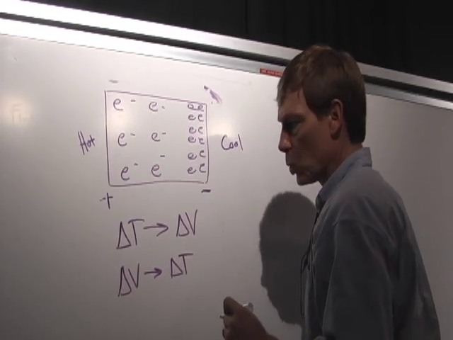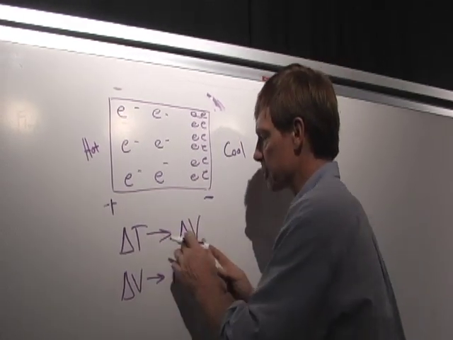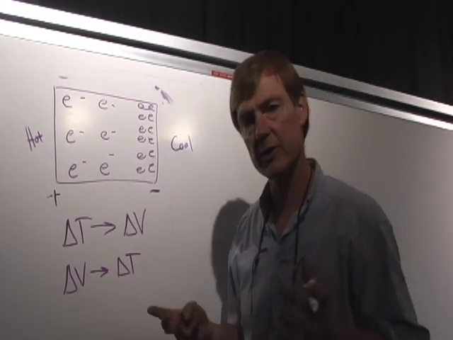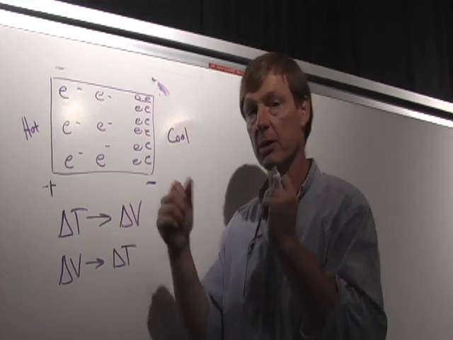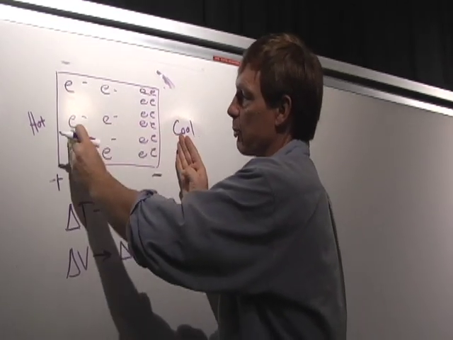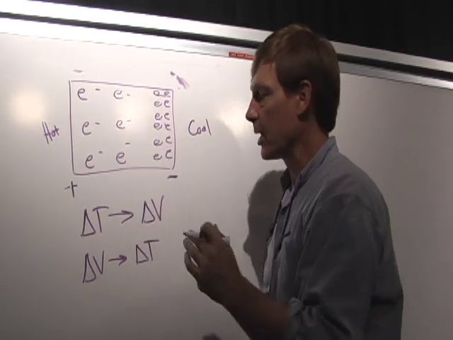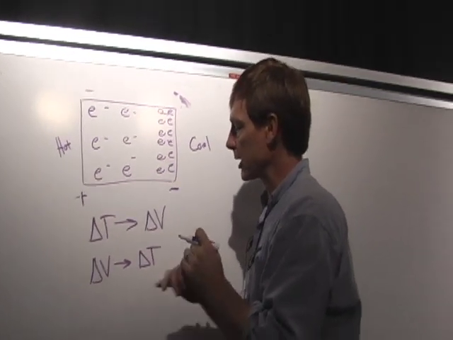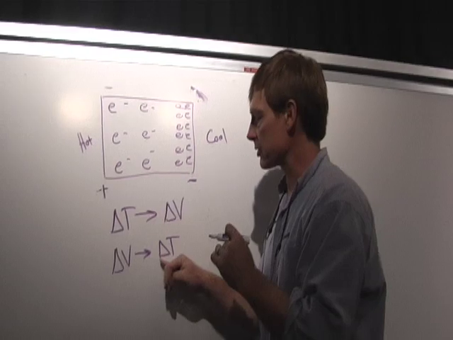Let's see. We use a temperature difference to produce a voltage difference when we measure things with a thermocouple using two dissimilar metals so that there's a junction. They don't spread out the charge the same way. We can create a voltage difference using a temperature difference.